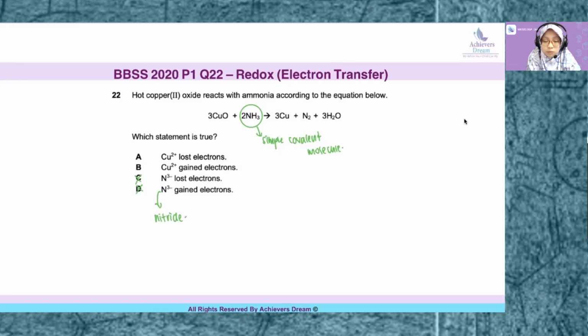Let's take a look at A and B. The answer is between A and B. Copper oxide forms copper when it reacts with ammonia. So the oxidation state of copper metal is actually 0, because it's an element. So the oxidation state is 0.